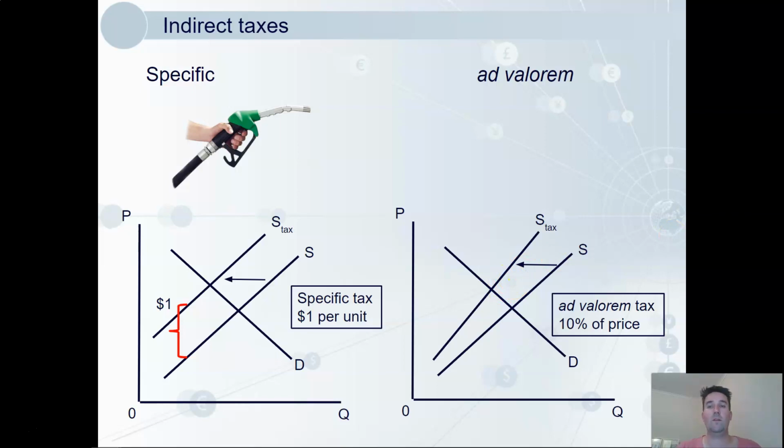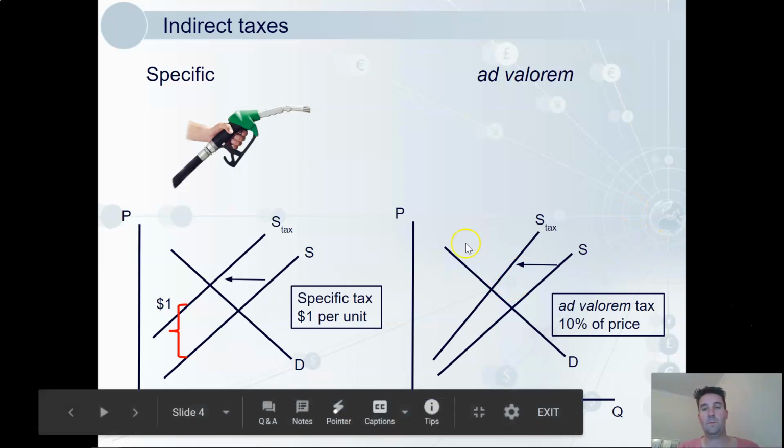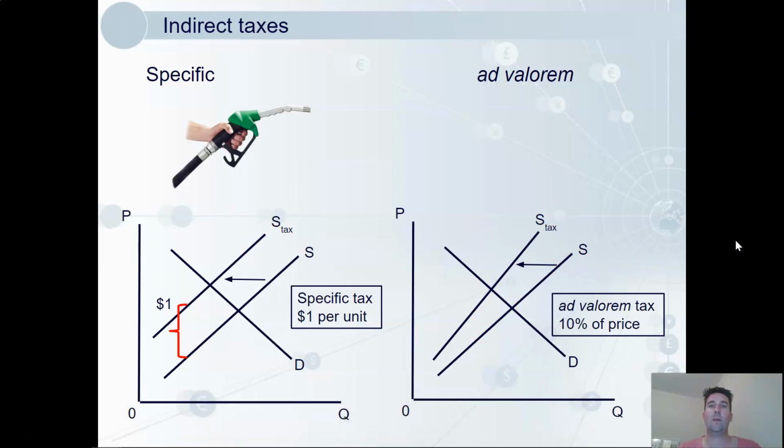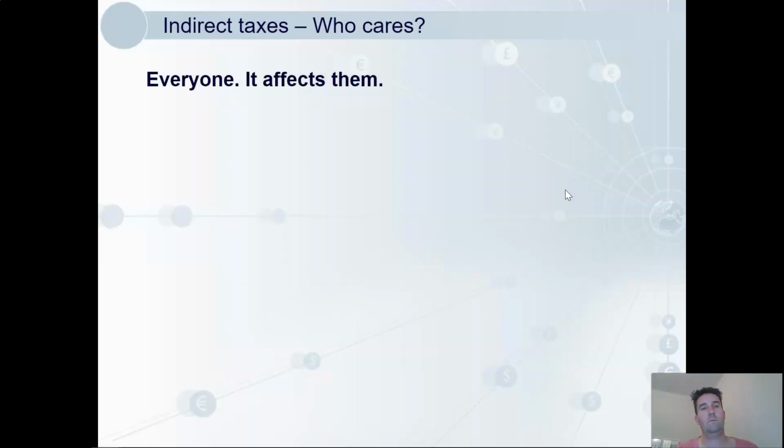So we know how to draw the diagrams. We can draw the new tax curve and this fancy ad valorem one as well. But we need to know why we care about all this. So, let's start with consumers.